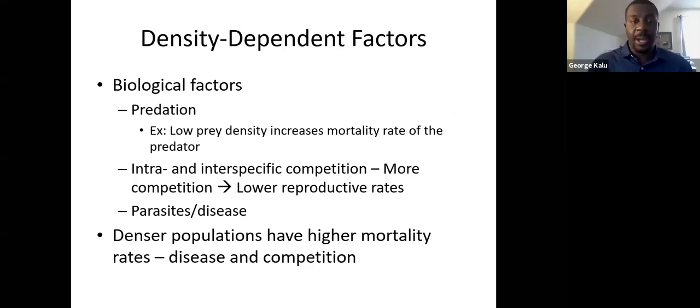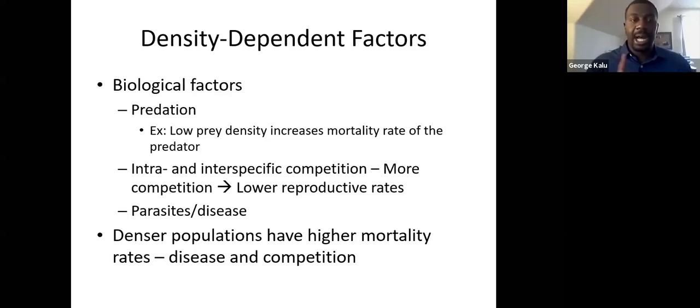So density-dependent factors can involve biological factors like predation. And so if we have predation, for example, if there's a low density of prey available, that's going to cause the mortality rate of the predator to increase as well. Okay? And that's going to be because the predators are not going to have access to as much resource. Okay? If there's not as much prey available, if there's not as much food available, then predators are going to end up dying because they're not going to be able to access their prey because the prey are dying too, okay? Or there's less of them available.